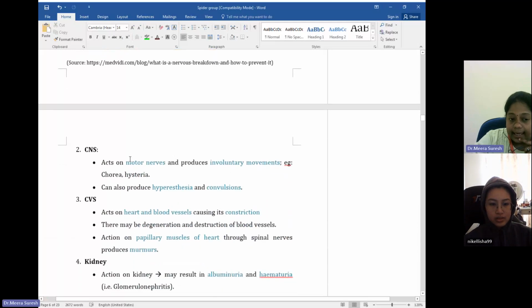In the CNS, they act on the motor nerves. And motor nerves means either it can be paralysis or the involuntary movements. And here it will be the involuntary movements. So chorea, hysteria, they will be producing. And also there will be hyperesthesia, where there is extreme or highly sensitiveness with convulsions. So anything where there is an exaggerated motion, involuntary motions, we can think about spider remedies.